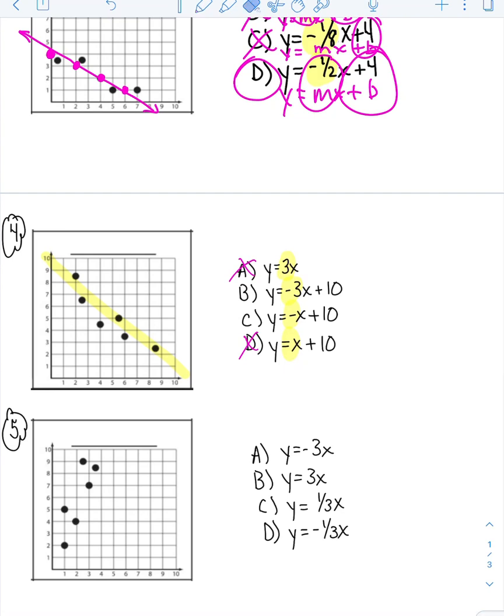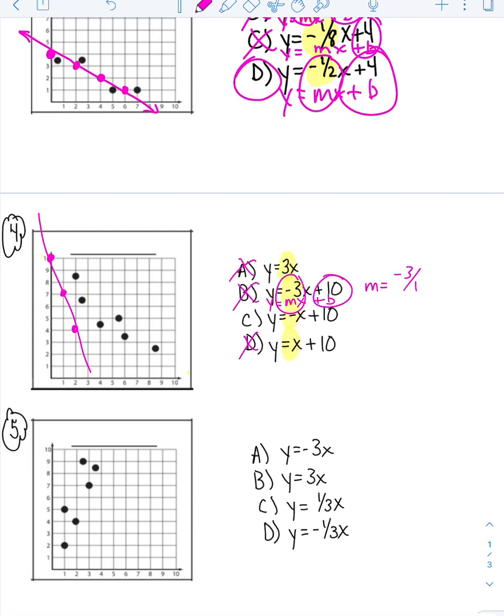Now I want to test each of my equations. My y equals mx plus b. So let's take a look at B. First I want to graph my b, or my y-intercept, which is 10. Next it says that the slope is negative 3. That means I go down 3, run 1. Start at 10. Down 1, 2, 3, run 1. If I connect those, does that line seem to match my scatter plots? No, it doesn't. So that's not a good fit.